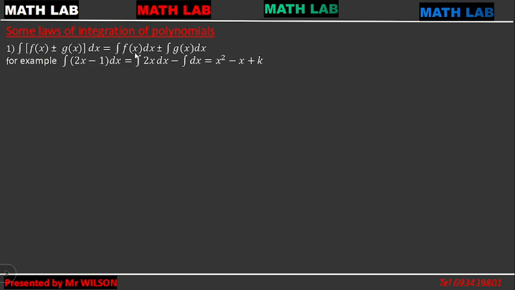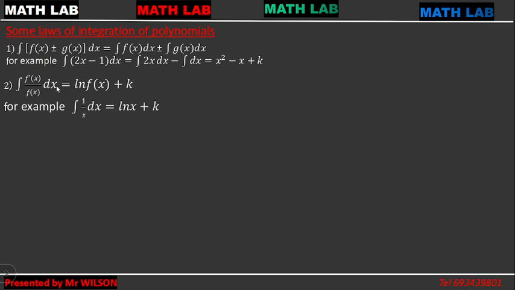That is, you integrate the first function on its own, and you integrate the other one on its own. For example, the integral of (2x - 1) dx, we can split into two. We get the integral of 2x dx minus the integral of dx. Integrating both of them, you get x squared minus x plus k. So that is it.